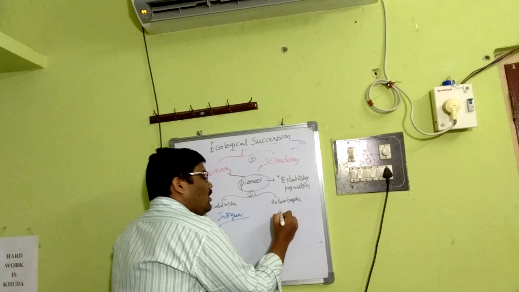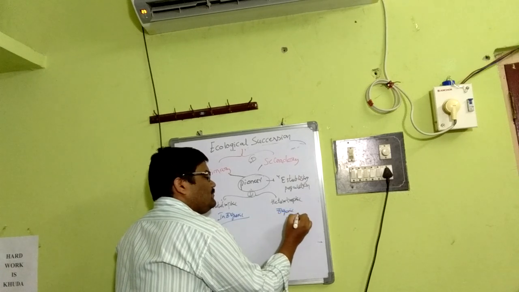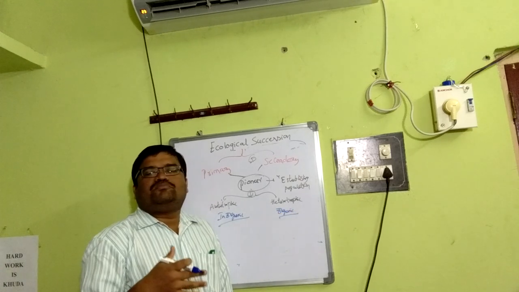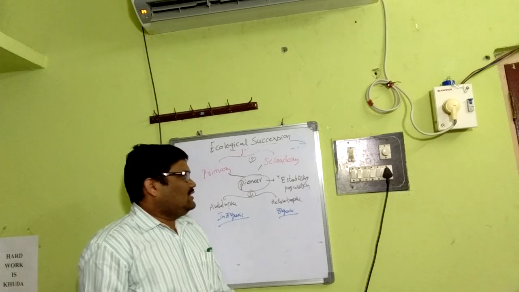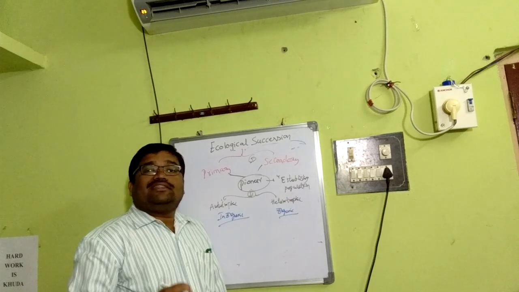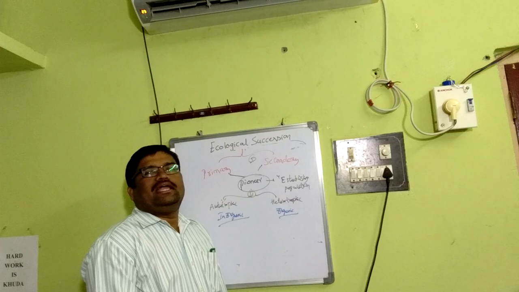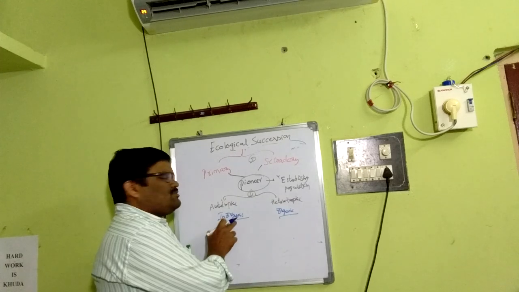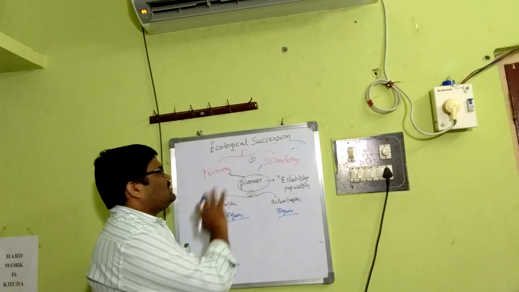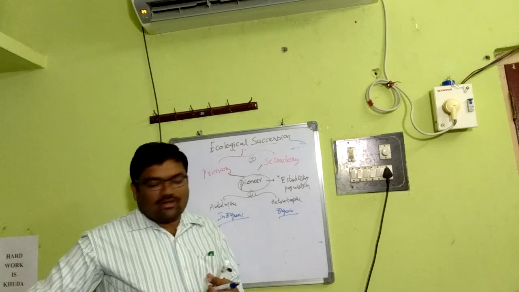Heterotrophic succession takes place in an organic environment. Say, a stream that has been polluted is the best example of heterotrophic, where heterotrophic organisms like bacteria and fungi may dominate. Can autotrophs dominate? Yes. Heterotrophs may dominate. Okay? It's about the types or classes of ecological succession.